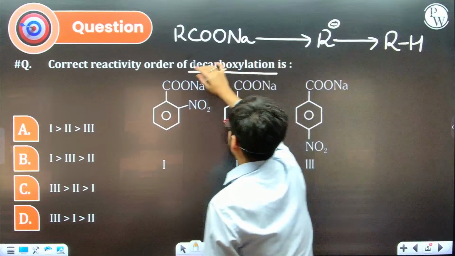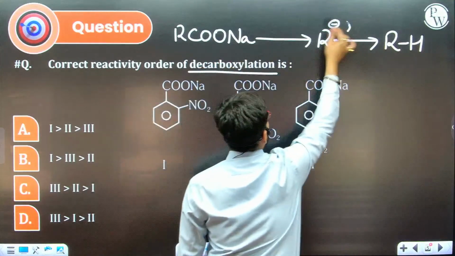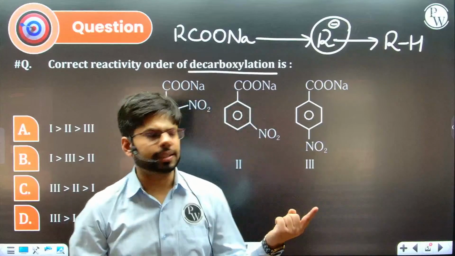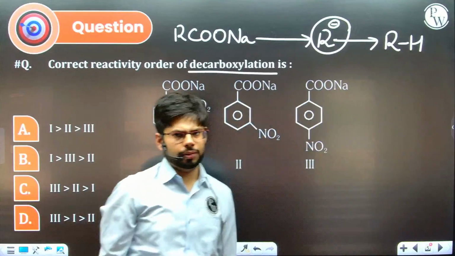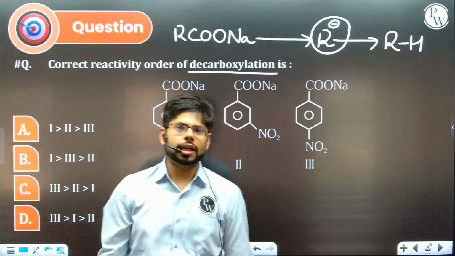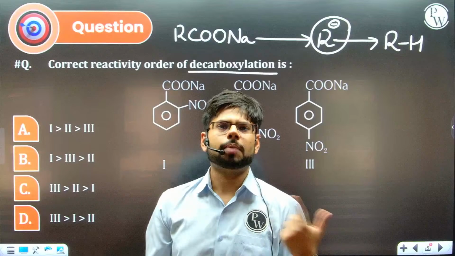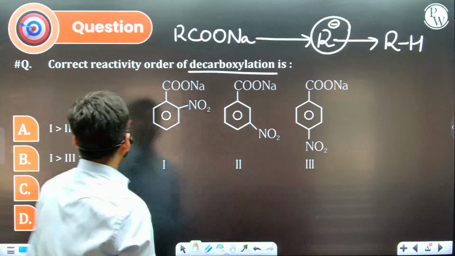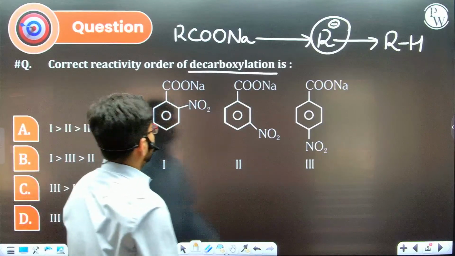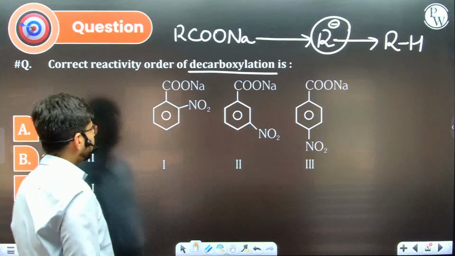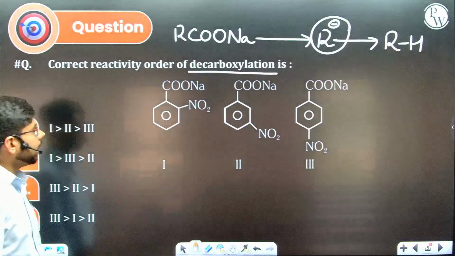Right? So this is decarboxylation, which means this is our area of interest. More the stability of R minus, faster is the reaction. So we can say if I get a more stable carbanion in this reaction, then the ease of decarboxylation will be more. So correct reactivity order. So let's form carbanions now. Right? So we have to form carbanions.